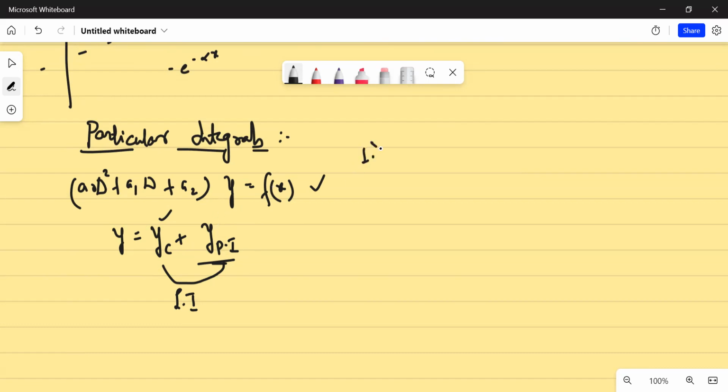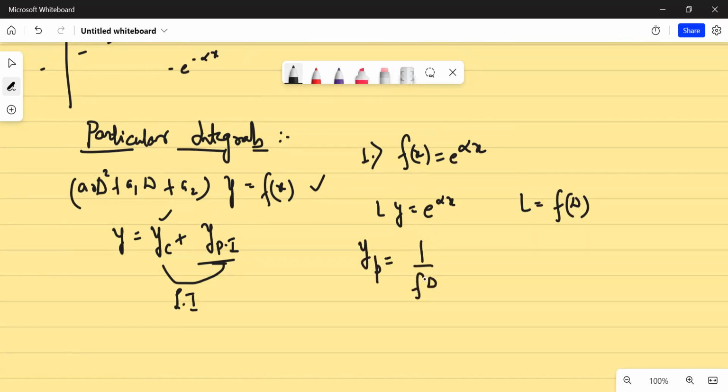The first of the cases is that if f(x) is equal to e^(alpha x), then what happens? One of the ways to do this is L y = e^(alpha x), and L would be some function of D. So the particular integral would be 1 upon f(D) e^(alpha x). Okay, this is the case. And what you need to do is just replace your D by alpha.